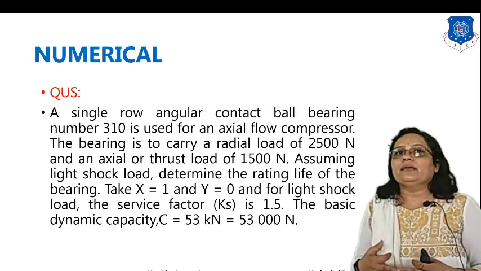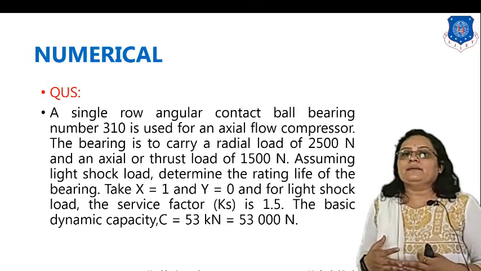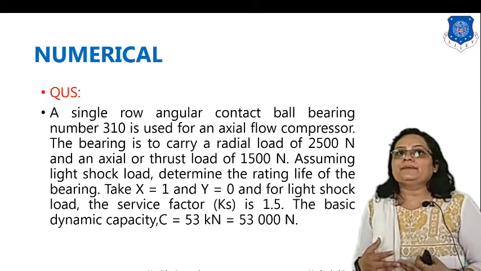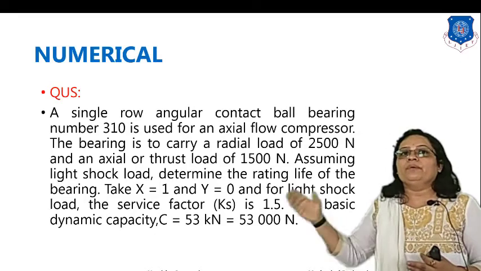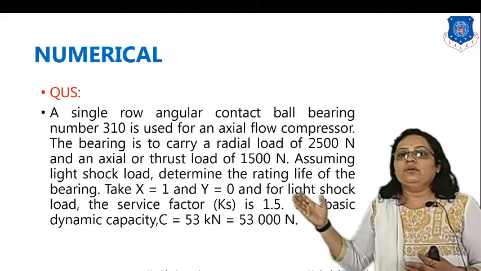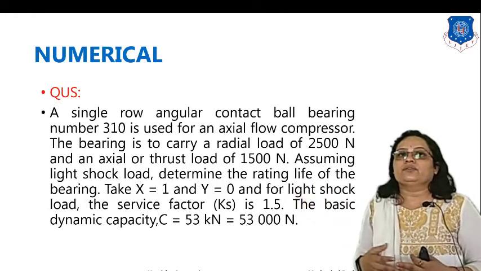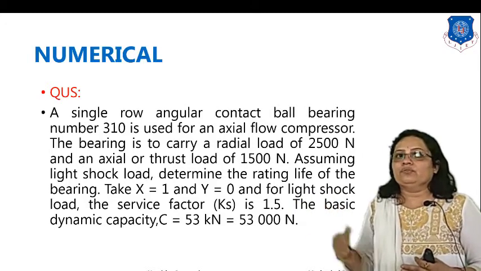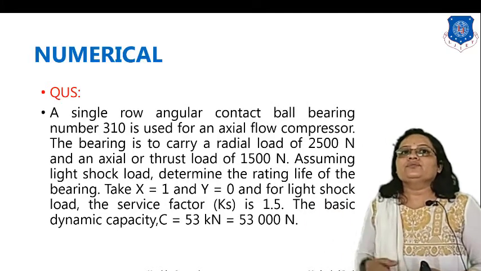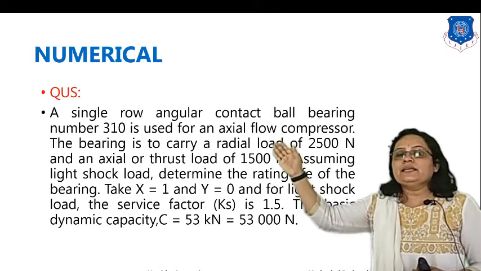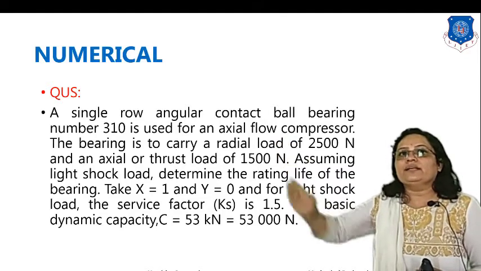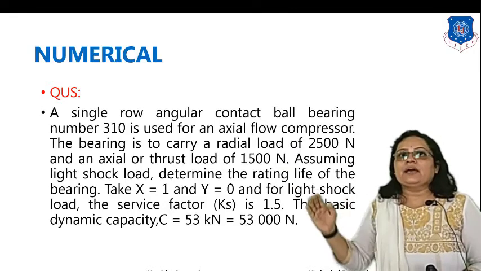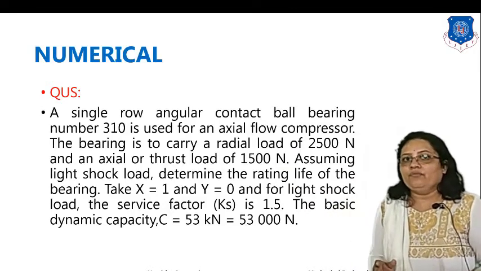The basic dynamic load capacity C is given, which is equal to 53 kilonewton, so this is equal to 53,000 Newton. Okay, 53 kilonewton is given, so we will convert it into Newton. This load is for the particular series having number 310, right? So that is the load condition given. These are the given data that you have to find out, right?